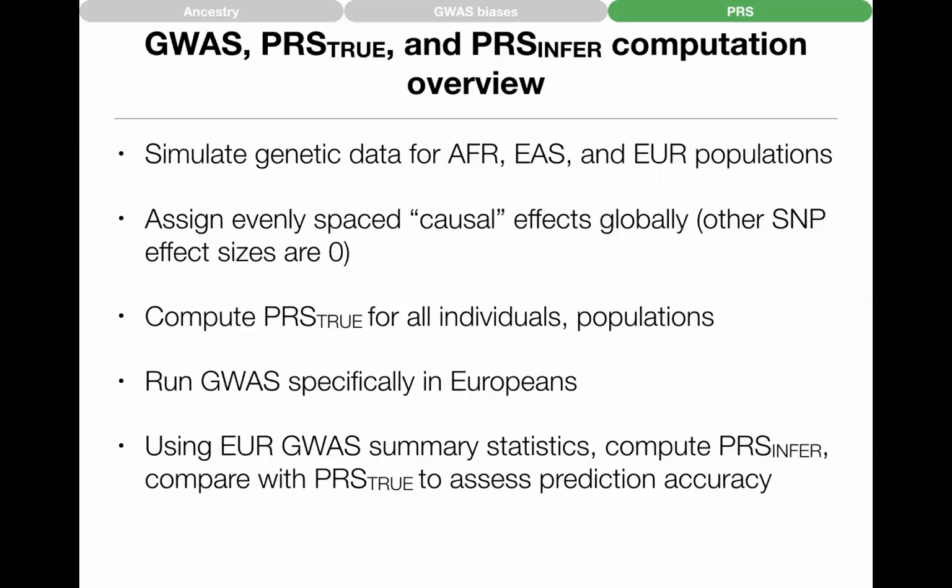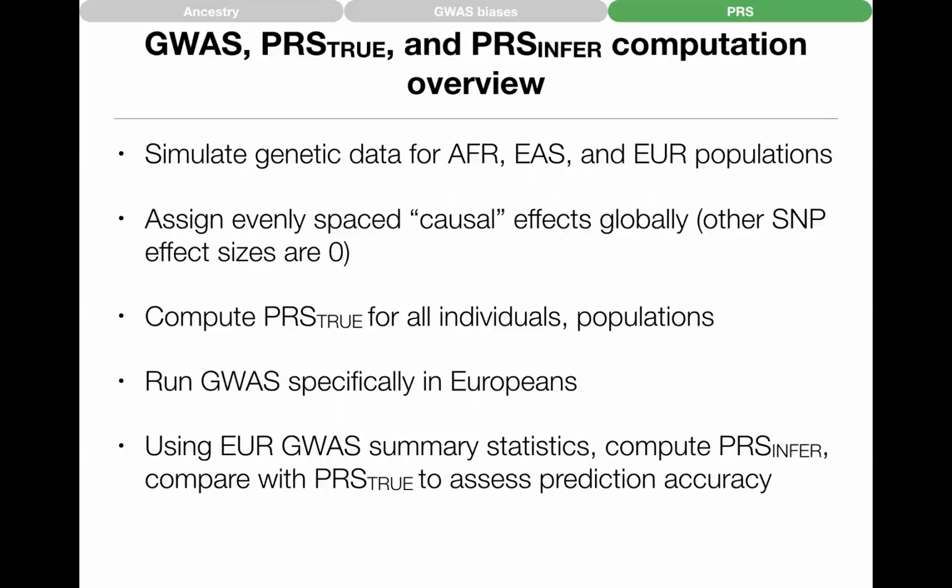So just to outline the demographic simulation setup, the very first step was to simulate genetic data for African, East Asian, and European populations. Since African populations have greater effective population size, there was more variance in general in the African population. I next assigned evenly spaced causal effect sizes globally, simply following a normal distribution centered at mean 0, with some variance based on the heritability and the number of causal markers. I then computed the true polygenic risk score for all individuals across all populations.